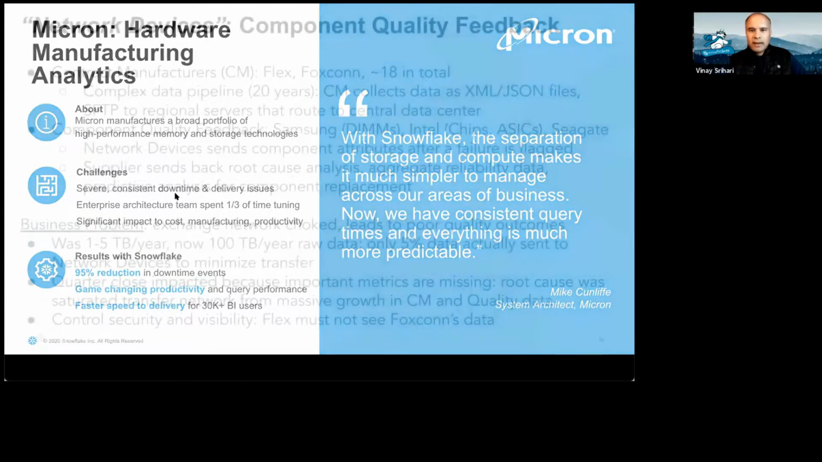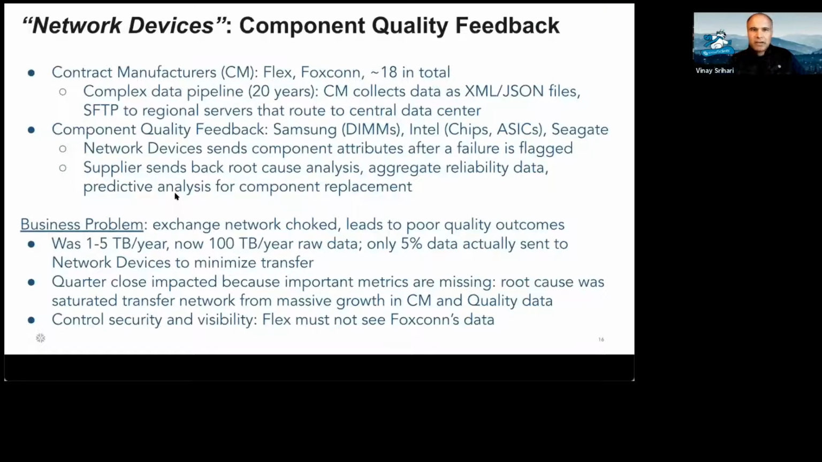And I'm going to dive. This is a customer. I can't actually name the customer, but I did notice their sponsorship list here. So we'll call them a network device company, and their particular use case was with component quality feedback.